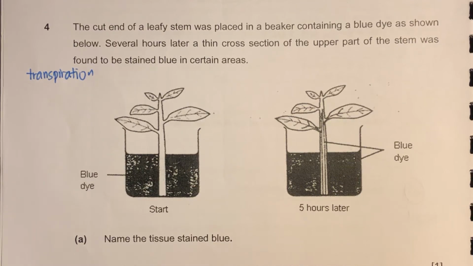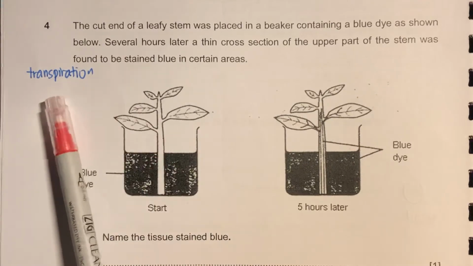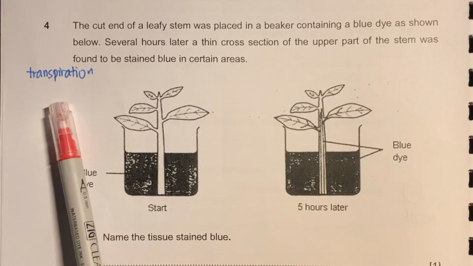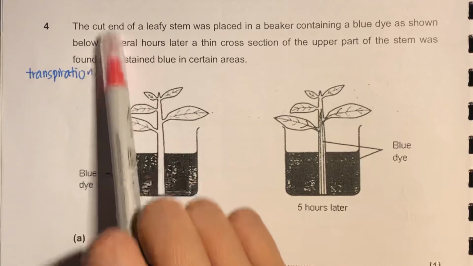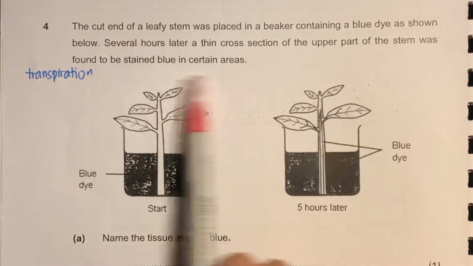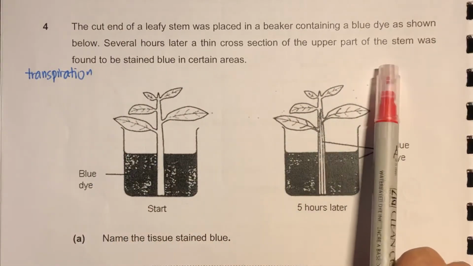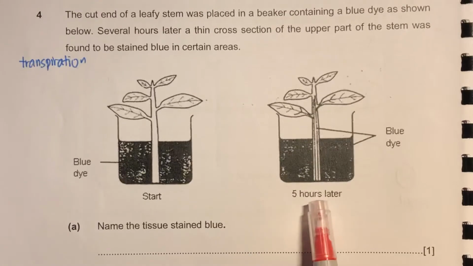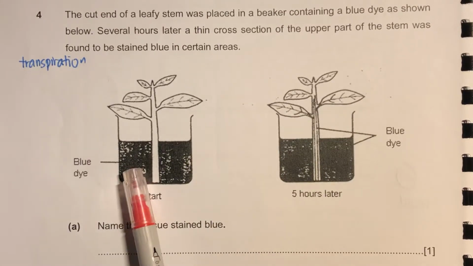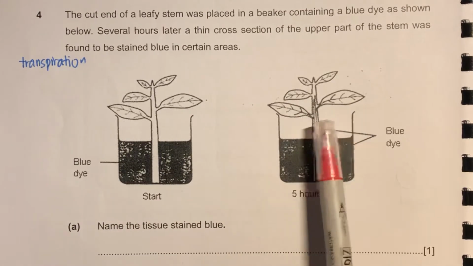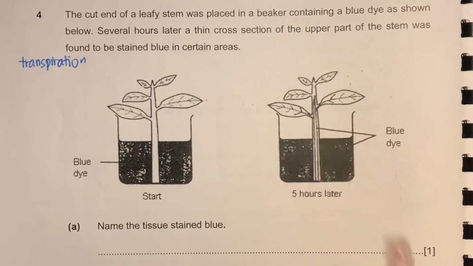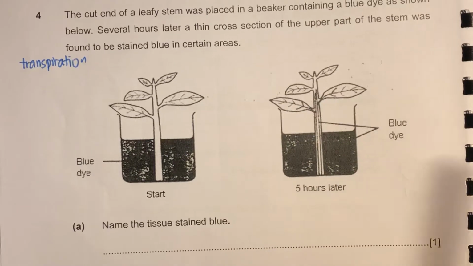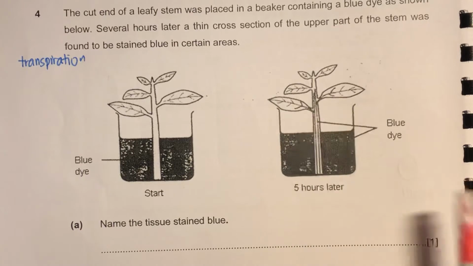Question number 4. The topic is transpiration. So it's important that you read the introduction to explain this. After several hours of being put in a solution of blue dye, a thin cross section was cut at the upper stem, and it was found to be blue.